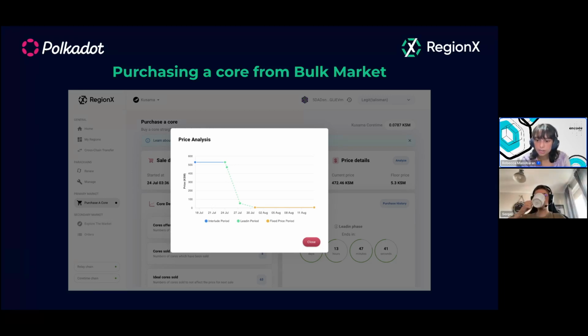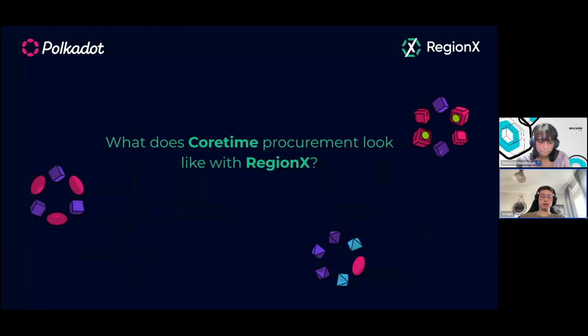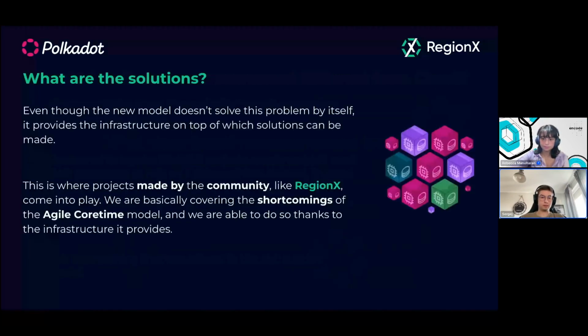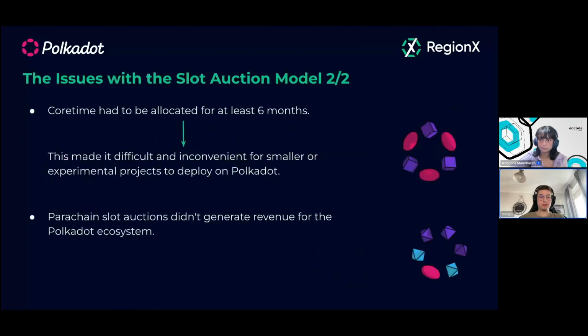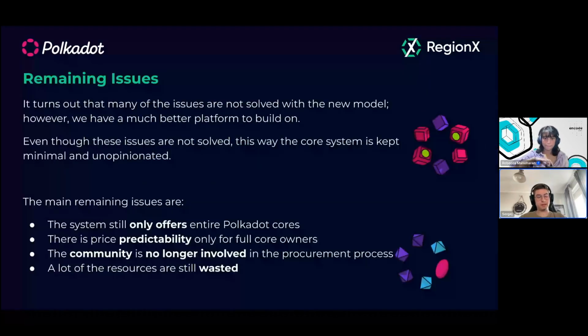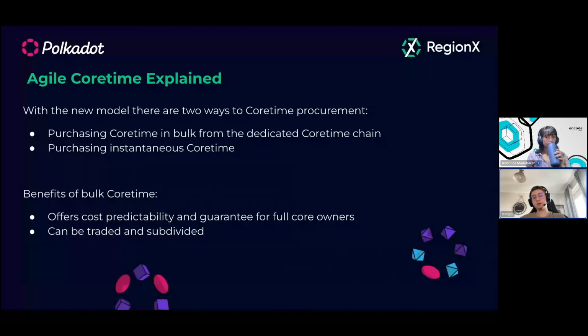Ravi has followed up asking, is core time expanded on the parathread concept? So the parathread concept is essentially, let me find it. It's here. We are no longer referring to it as parathreads. It's essentially this instantaneous core time model. Instead of parathreads, it's named on-demand parachains essentially, but it's the same thing as parathreads. Thank you, Ravi says. Awesome.